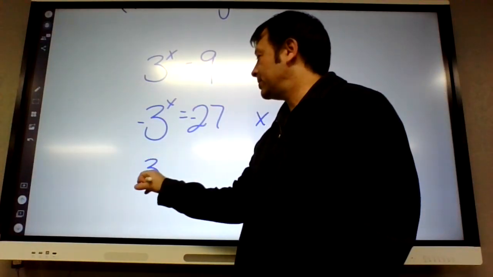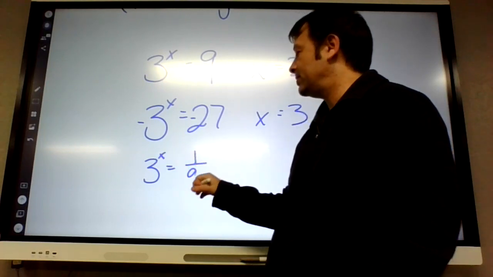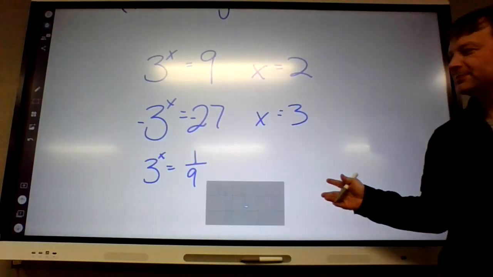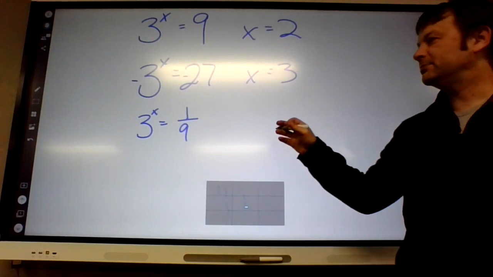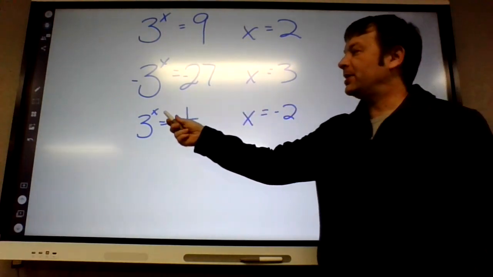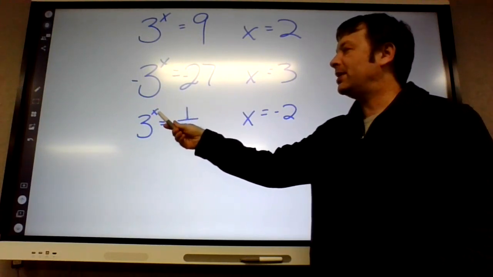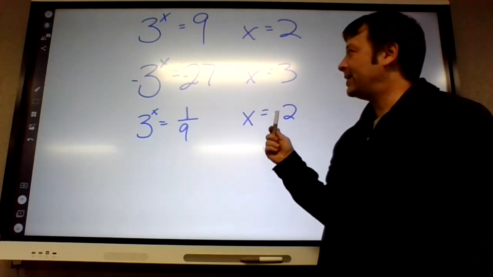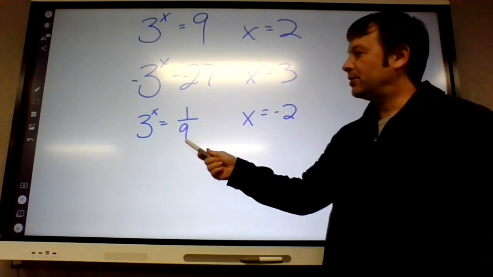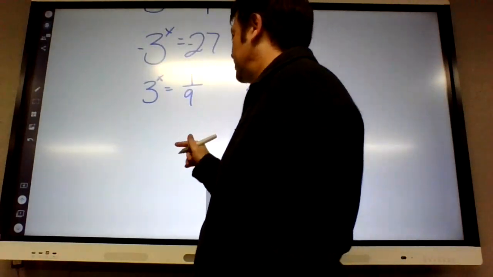Okay, this is the one the class gets wrong. 3 to the what x equals 1/9? Negative 2, right. So what a negative in the exponent does is it just flips it upside down. So 3 squared is 9. So 3 to the negative 2 is 1/9. Okay. Now, that's not the new thing.